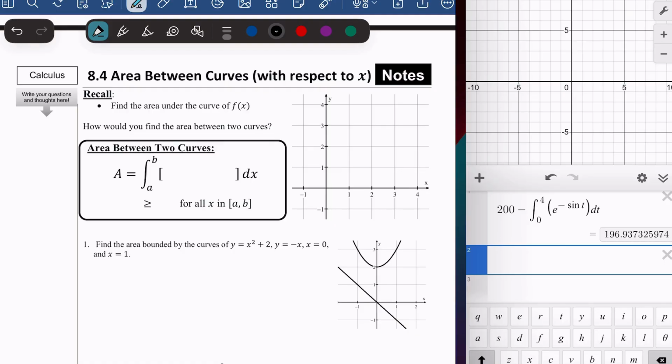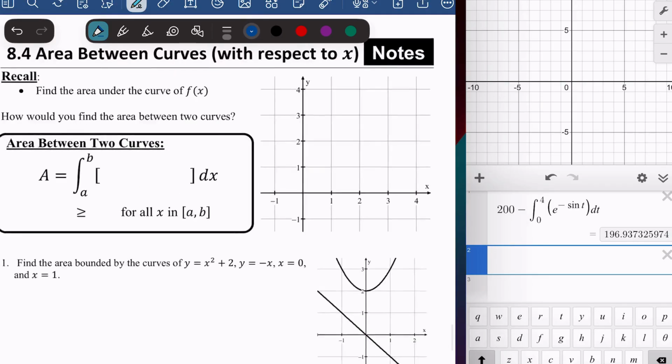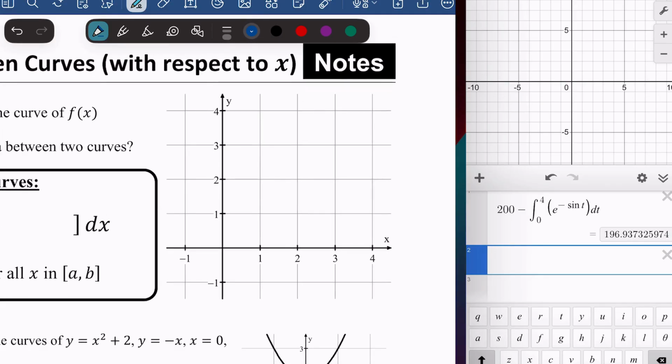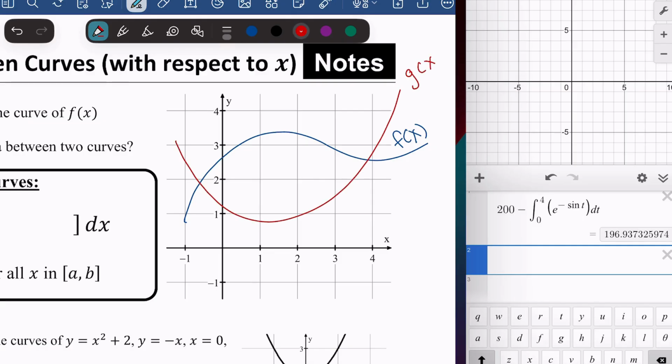But now let's say we have more than one function. Let's say this one right here is function f, and this one right here is function g. Now instead of asking you the area underneath one of these functions, they're going to ask, what is the area between these two curves? So really what it's asking for is this here, the area between the two curves.